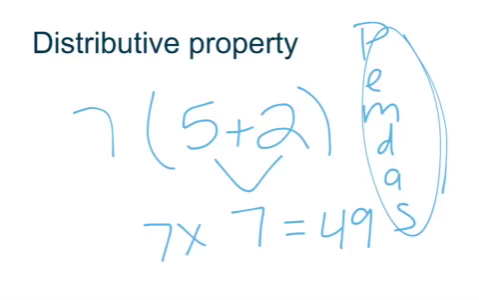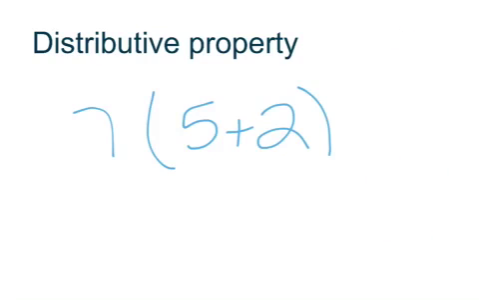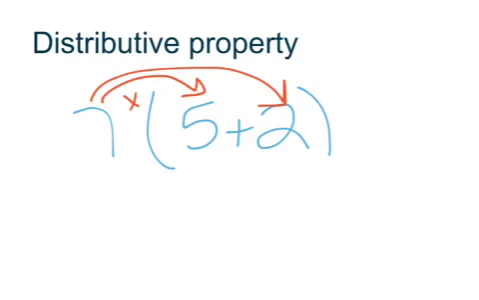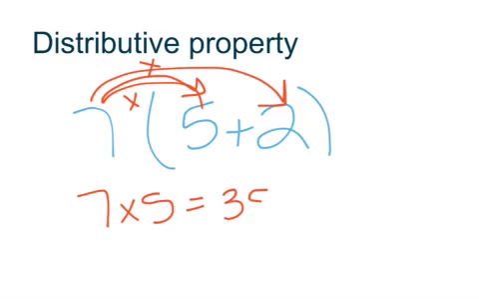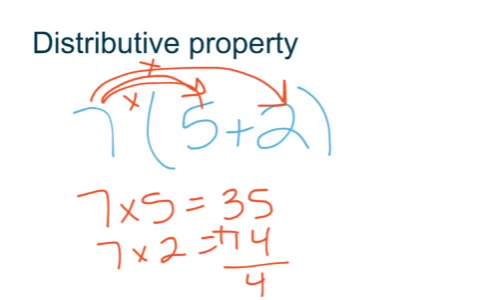That's using the traditional method. If you're using the distributive property, you're going to distribute your outside number to each inside number. Remember, we're multiplying here. So I distribute the 7 to the 5 first, take 7 times 5 to get 35, and then 7 times 2 to get 14. Now we simply add these together, get 49, the same answer. The distributive property will be helpful to remember, though, when we're working with unknown numbers when we get to algebra.